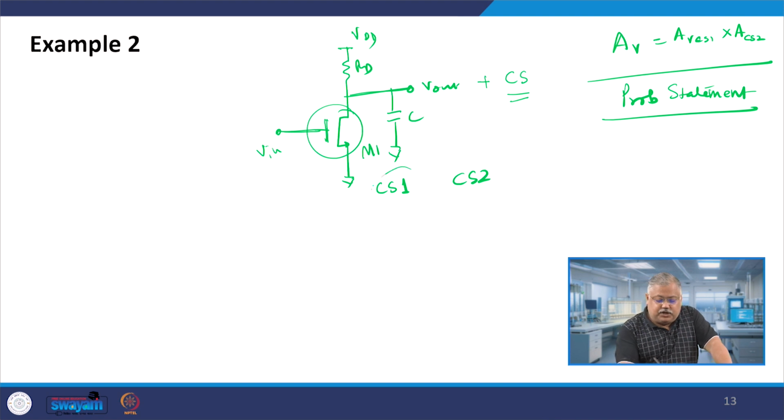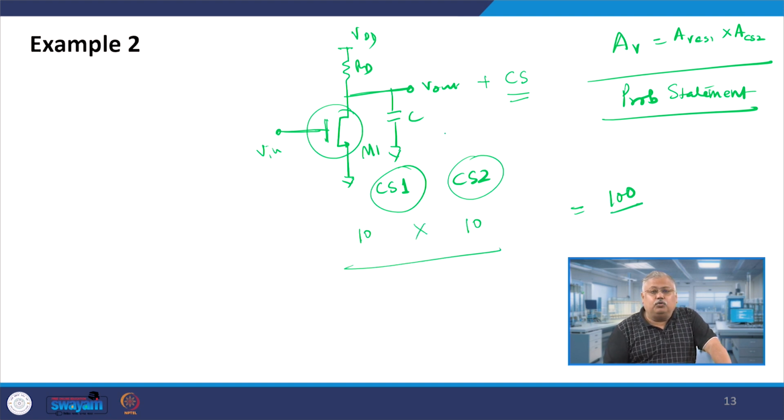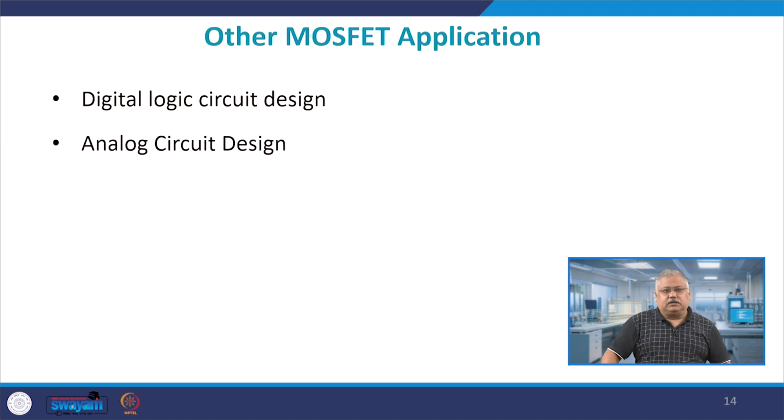If I give you CS1 with a voltage gain of, say, 10, and a CS2 with a voltage gain of 10, then I want an overall gain of 100, and therefore you need to cascade these two together. How will you do it? I am leaving this job to you as far as this network example is concerned. Other MOSFET examples are all used in digital logic circuit design and analog design. I have given an example in analog design here and one example of digital circuit design.